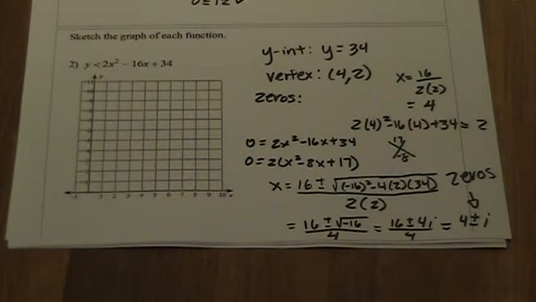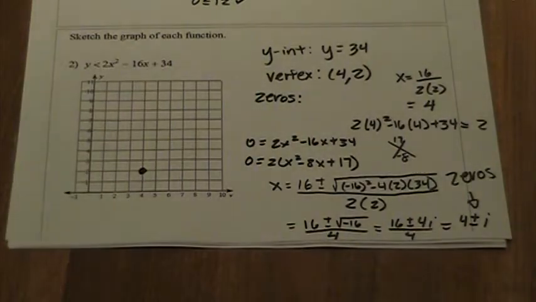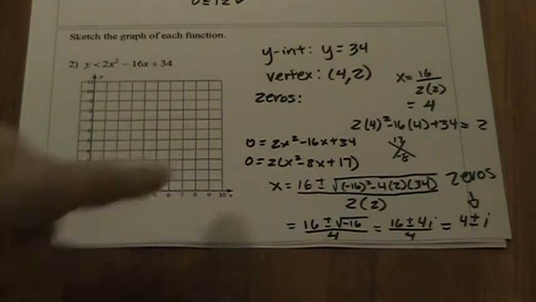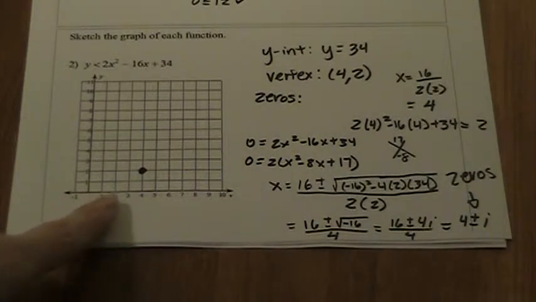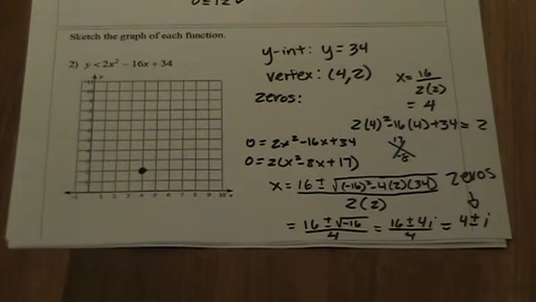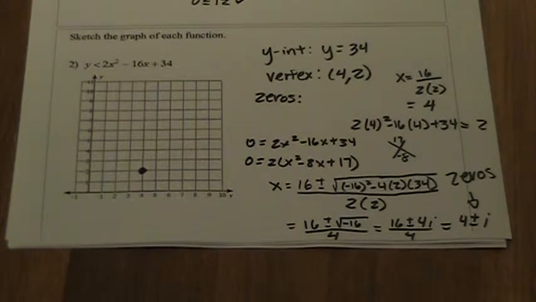So I'm going to plot the vertex, and my y-intercept is way up there. So I've got to find another point that I can reflect over the axis of symmetry to get a total of 3. So what I'm going to do is pick a number to the left of my vertex, either 1, 2, or 3. I'm going to pick 3. And I'm going to plug it into this expression using my calculator.